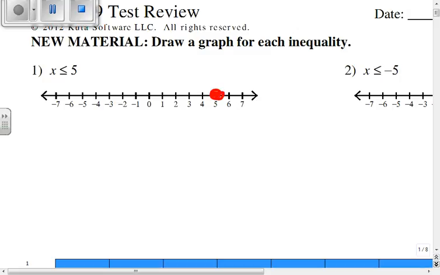Now, x is less than or equal. We know that less than numbers are to the left, so we're going to shade to the left. So we're going to shade all of this here. Everything to the left. All right, very good.